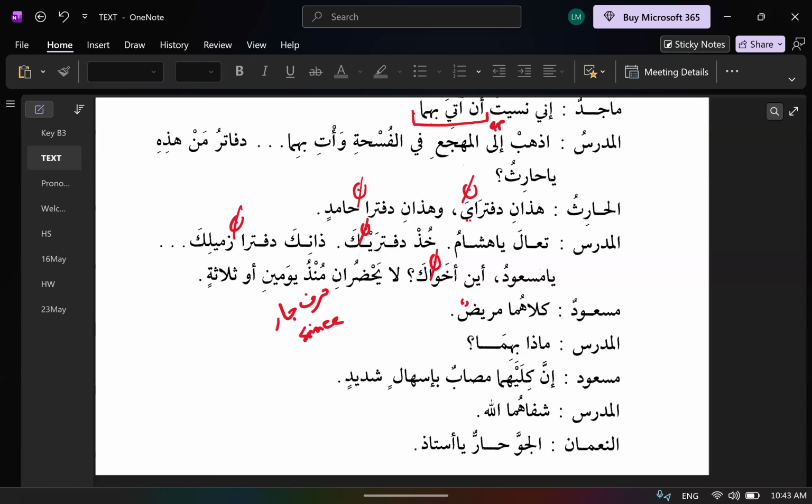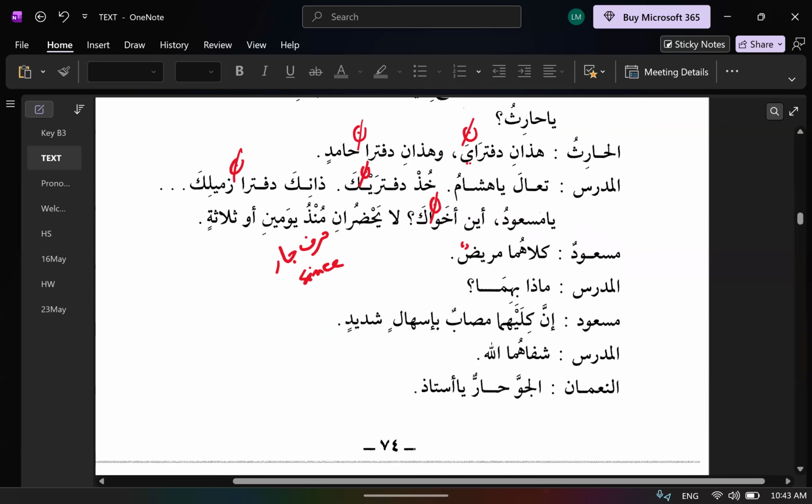Okay. Al-Mudarris says, "Maza bihima." What's happening with them or what is with them? Basically, what is wrong with them? Masood says, "Inna kilayhima musabun bi ashalin shadidin." So musabani, no. Musabun. Yeah, so we treat it as a singular. Inna kilayhima, surely both of them. Musabun, they are inflicted with bi ashalin. Ashal is diarrhea. Shadidin, severe. So they are both inflicted with severe diarrhea.